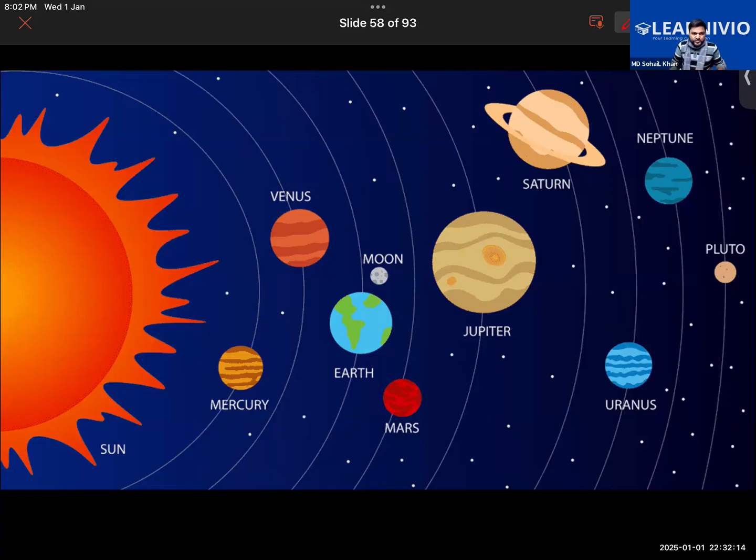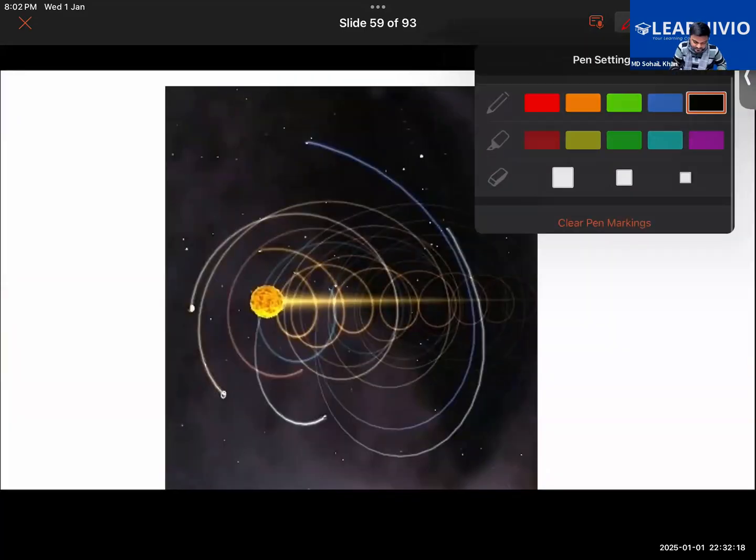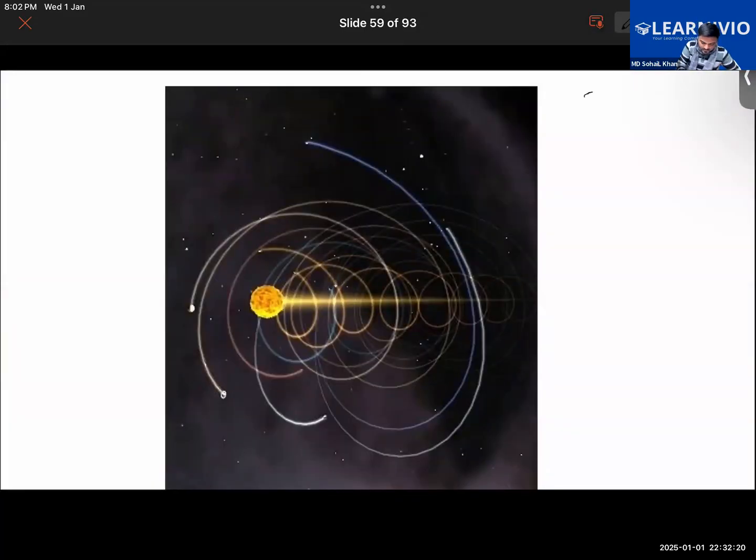So solar here means of the sun. The term solar, S-O-L-A-R, means of the sun, right? So the solar system is the sun and its family of objects that revolve around it.